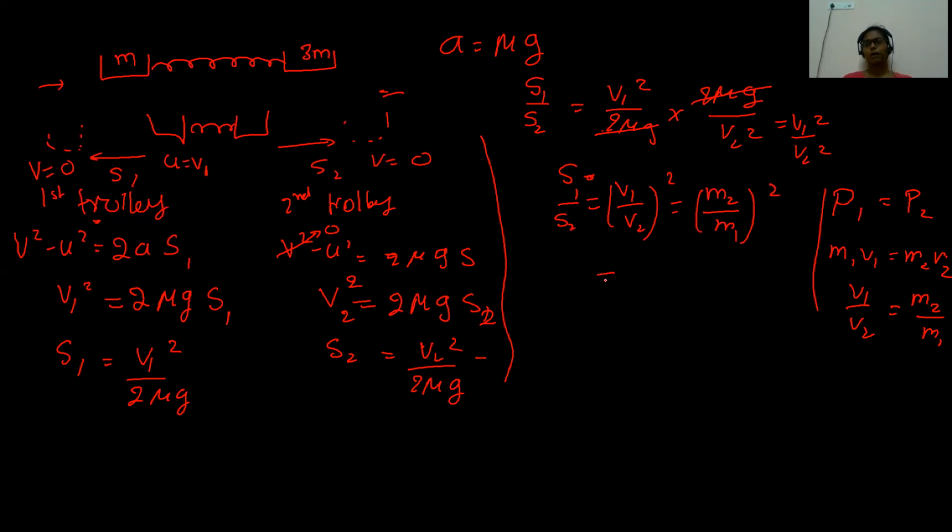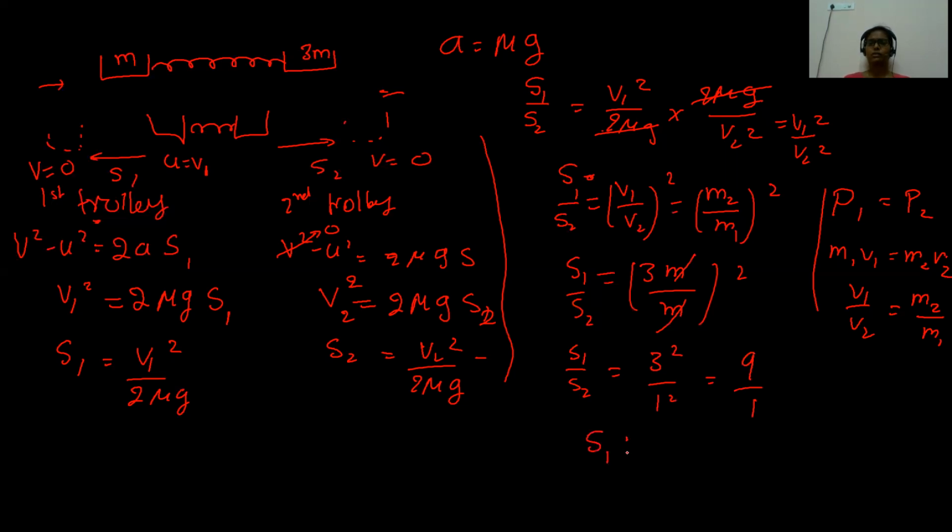Understood? So m2 by m1, m2 is how much, children? It is 3m, and m1 is m. Put the whole square. Now inside, m and m are common, so that will cancel. So what is left now? S1 by S2 is equal to 3 squared by 1 squared. 3 squared is 9, 1 squared is 1. Understood? So the ratio of displacement traveled by the two bodies of different masses will be in the ratio 9:1.